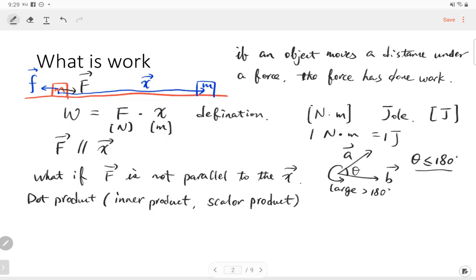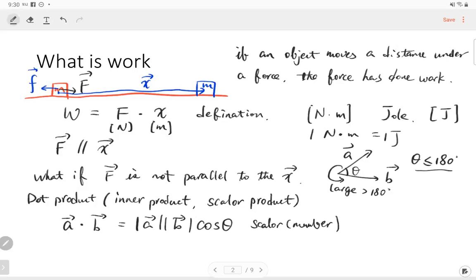Okay, when these two vectors have an angle in between, we define the multiplication of two vectors, A dot B, as equal to the magnitude of each vector multiplied together, times cosine theta. The theta is the angle between the two vectors. This is the definition of the dot product. So you can see that a vector dot another vector is a scalar. This is a scalar, it's a number.